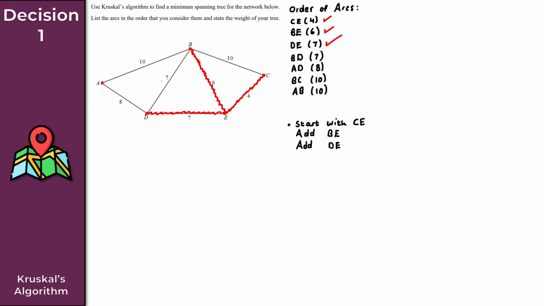So BD next. Now, if I choose BD, this will form a cycle, so we're going to reject BD. It is important that we state this. So going back to my original pen color, let's make a note that we reject BD because it forms a cycle. I'll put a cross next to it as well. Let's keep going.